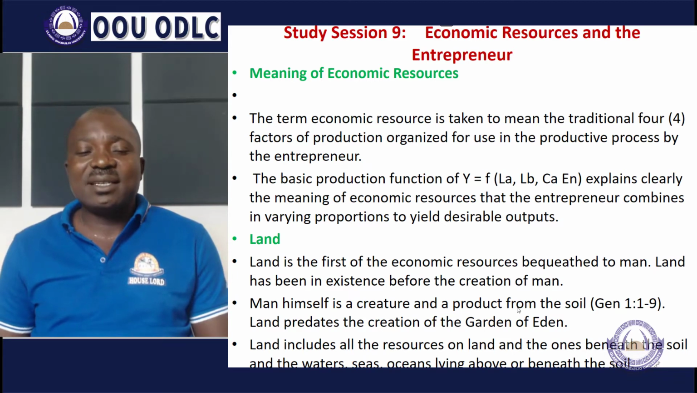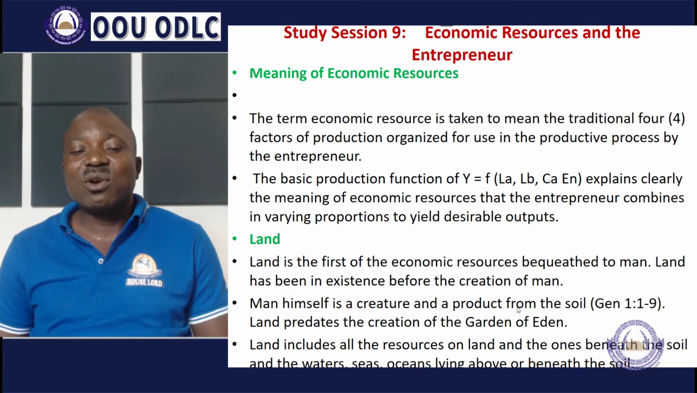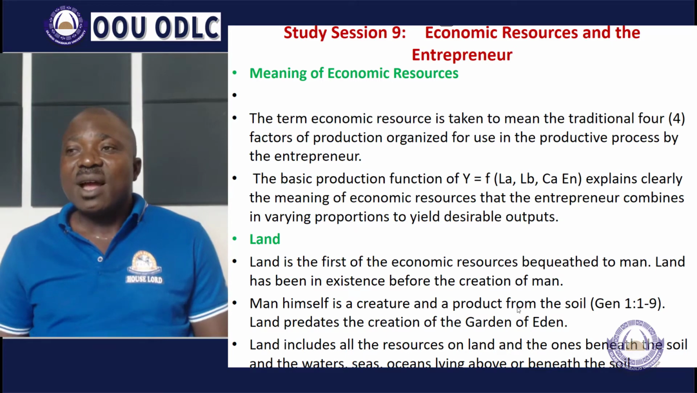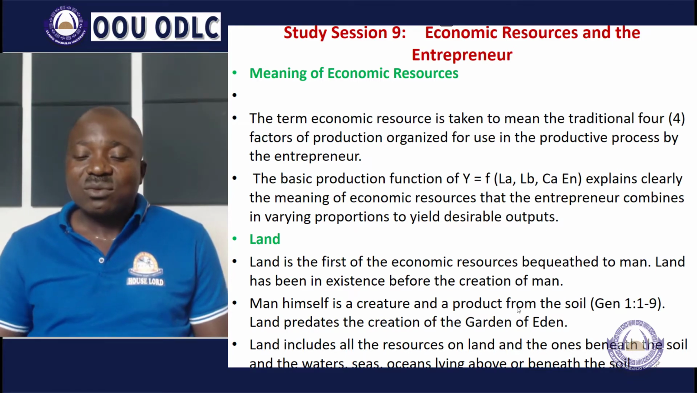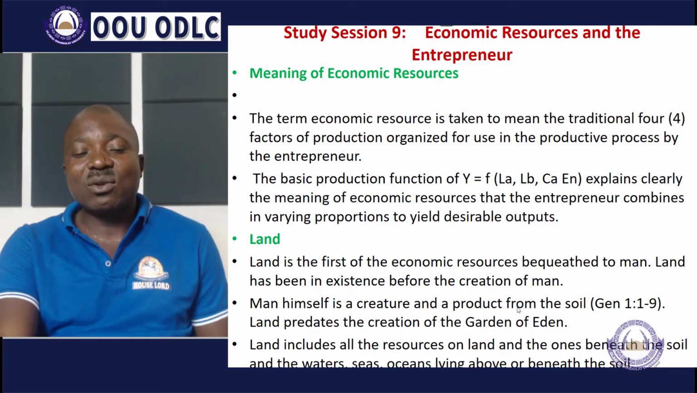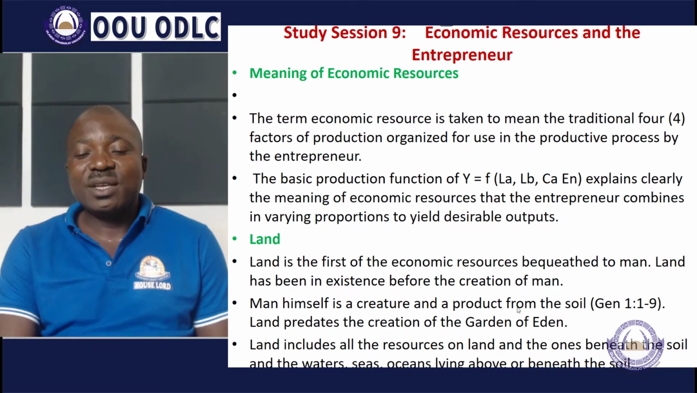And land itself is inclusive of all creatures working on land, because all of them are products of land. Human beings are made from the soil, as exemplified in the book of Genesis. Animals and all other creatures are products of land. So land is all things lying either beneath or above the earth's surface.